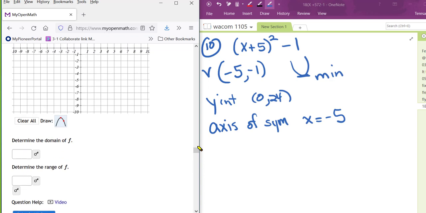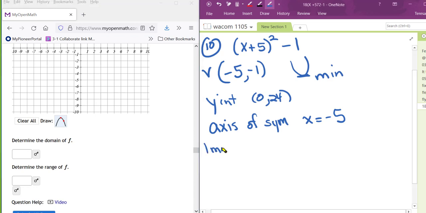Right, they ask us to find the domain and range. From the picture, it's easy. Let's see if we can get the picture on there. I need one more point to get the picture. All right, so let's pick -4 because we're going to square this. So get one more point.